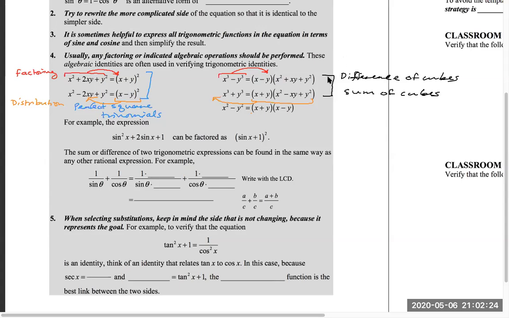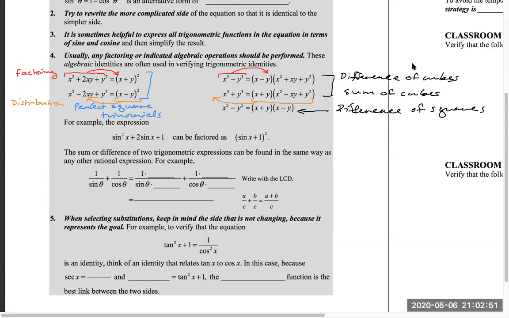And then this last one here is called a difference of squares. You have perfect squares over here, and when you factor them down, you get these two factors out.